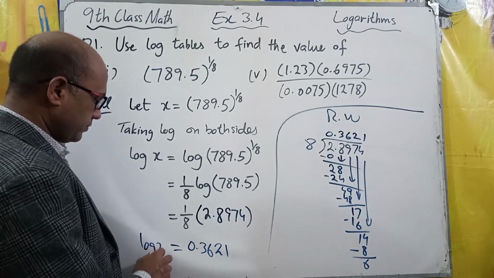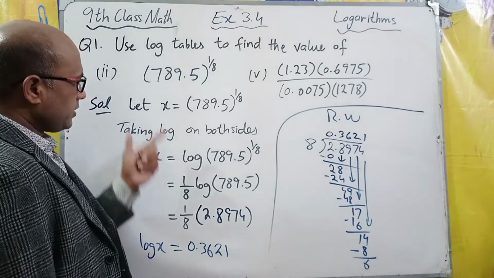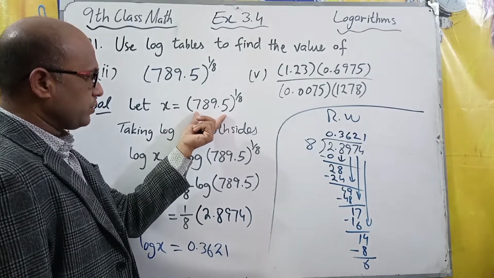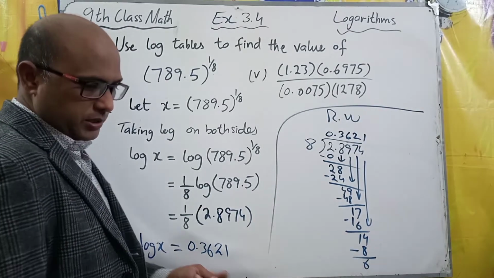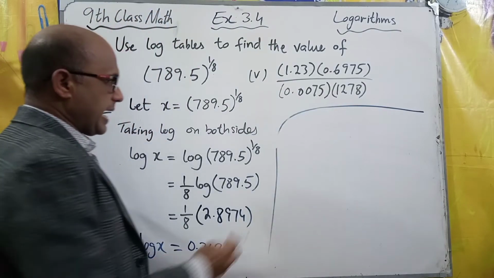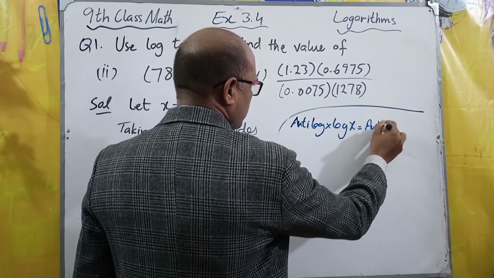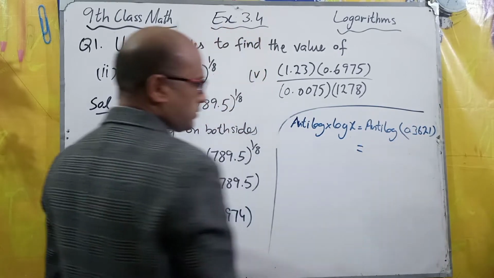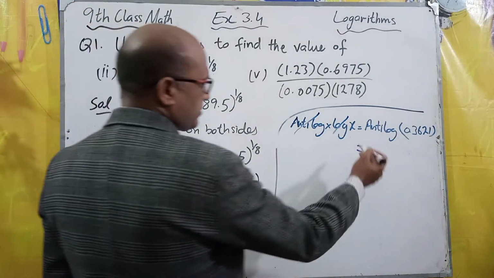It is not done yet. We have found log x value, but we have to find the value of x, because we have let this number, of which we have to find the value, equal to x. So we have to find the value of x only, not log. Log should not be written along with it. So what we'll do next? We'll take anti-log. Anti-log will be applied on both sides. So 0.3621. Students, log will be cancelled with anti-log because they are opposite. So we'll get x here.